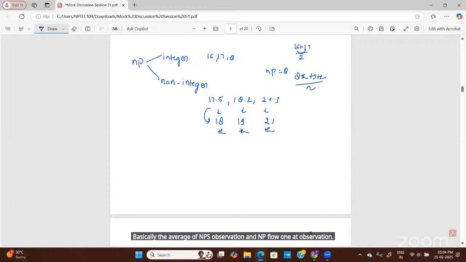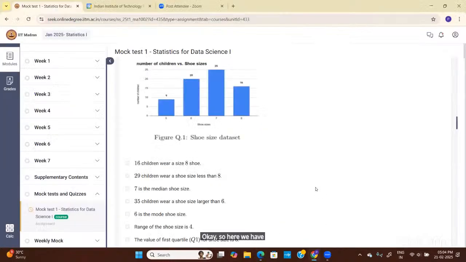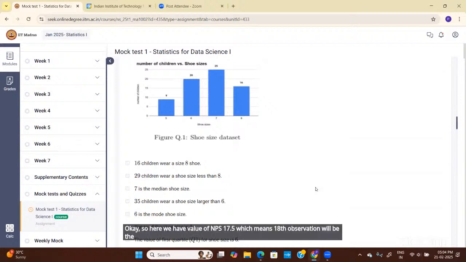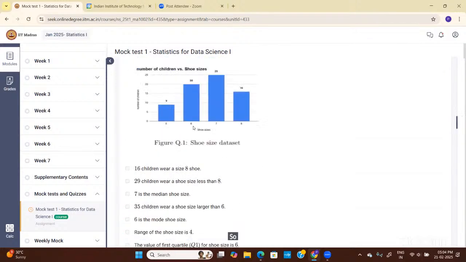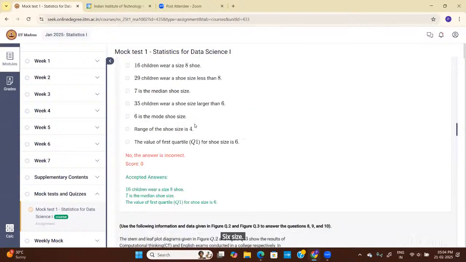So here we have the value of NP as 17.5, which means the 18th observation will be the first quartile. So the 18th observation will fall in this category, 6, right? So 6 will be correct.